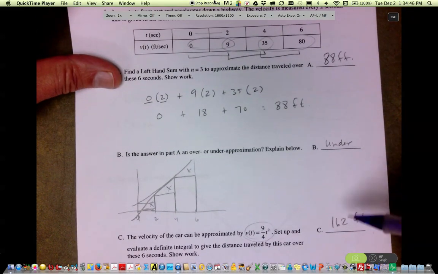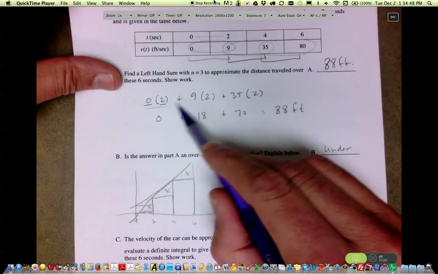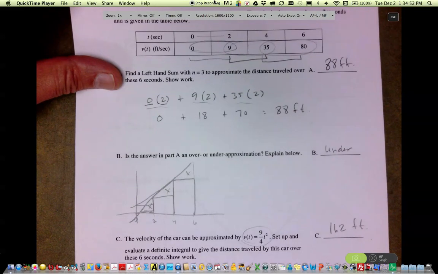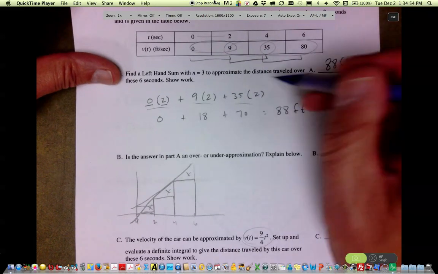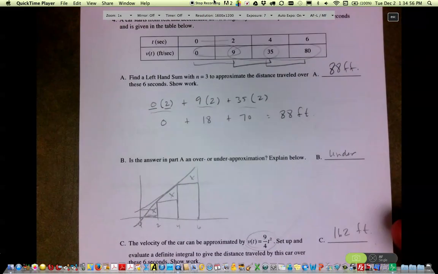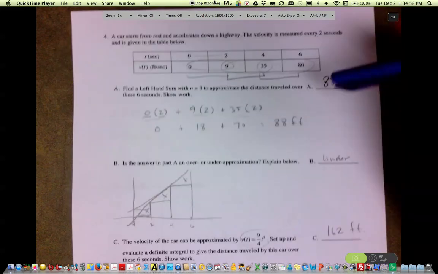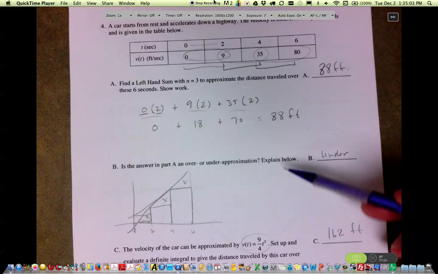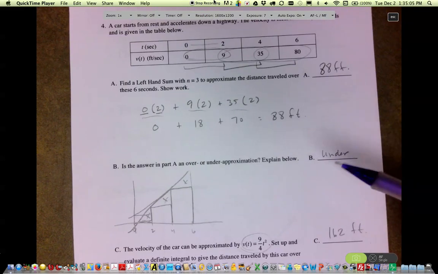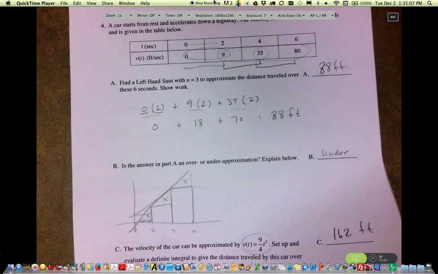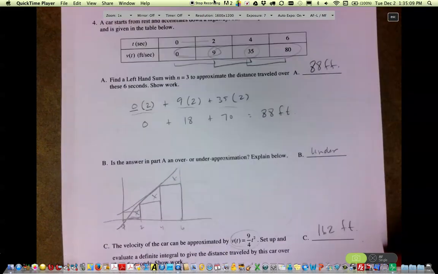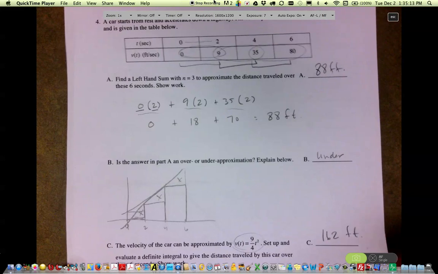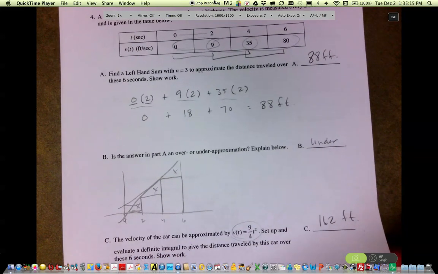I think the reason that we're off by quite a bit is we only took readings every 2 seconds, and we only went for 6 seconds. So there's a lot of error involved in the approximation of part A. So you do need to know how to do stuff with a table. Find a left-hand sum. I could have just as well asked you to find a right-hand sum. And then is it an over or an under approximation? So that's, I guess, 5.1, which was dealing with going from velocity to distance traveled.